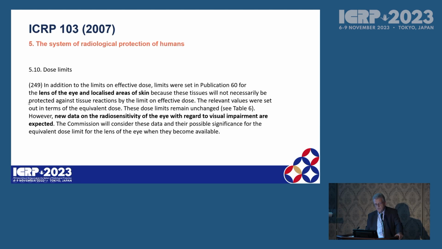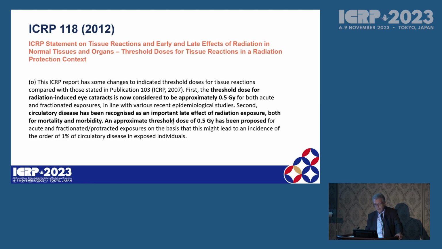The relevant values were set out in terms of the equivalent dose, tissue or organ equivalent dose. These dose limits remain unchanged from 60 to 103. However, new data on the radiosensitivity of the eye with regard to visual impairment are expected in the year 2007. The Commission will consider these data and their possible significance for the equivalent dose limit for the lens of the eye when they become available. And they did that, and that led to Publication 118, 5 years later, which is called an ICRP statement on tissue reactions and early and late effects of radiation in normal tissues and organs.